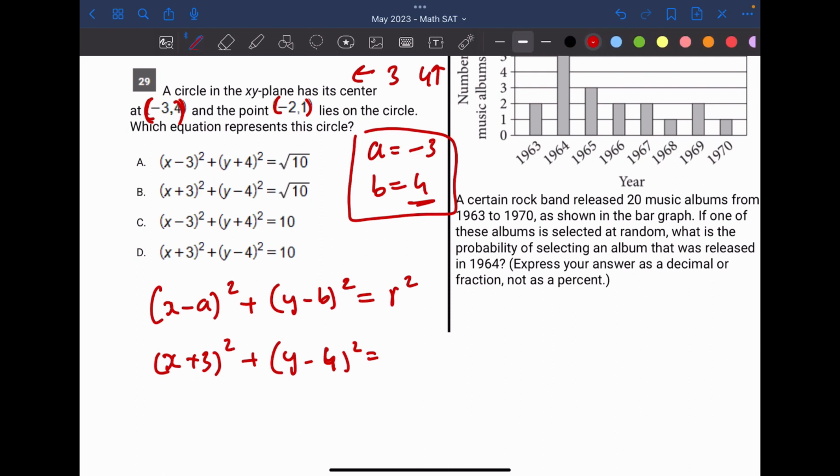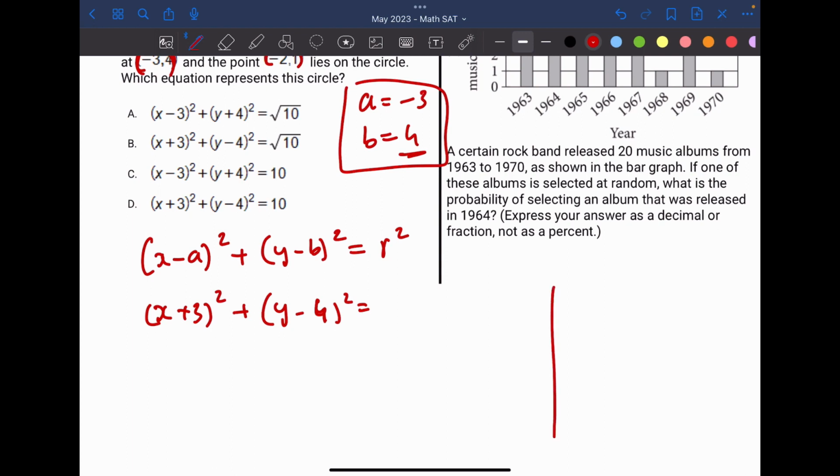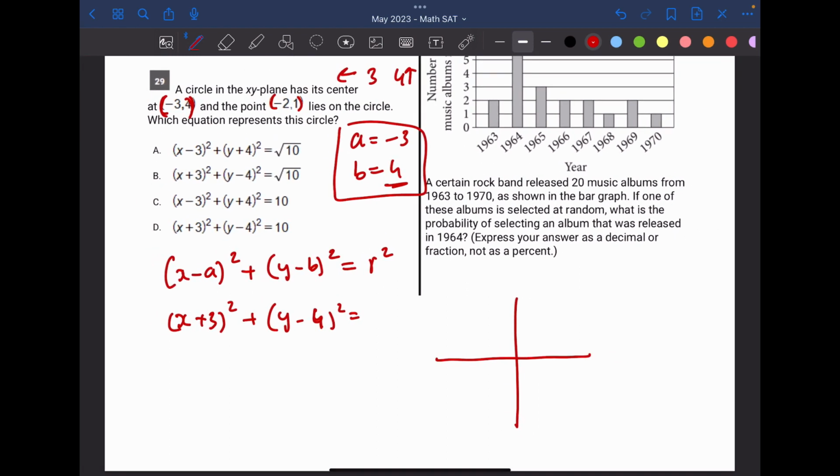Now to find the radius, let's actually plot this. The point -3, 4, the center of the circle, would be somewhere over here. That's all we know for now. And then the point -2, 1 would be somewhere over here. If you draw the circle, you get something that looks like this, because that's the circle. So once again, this is the center and this is the point on the circle.